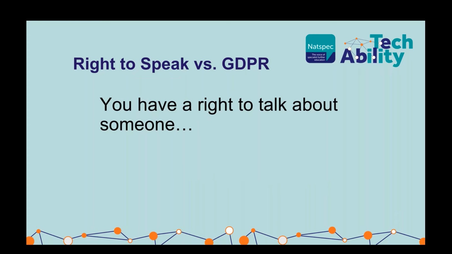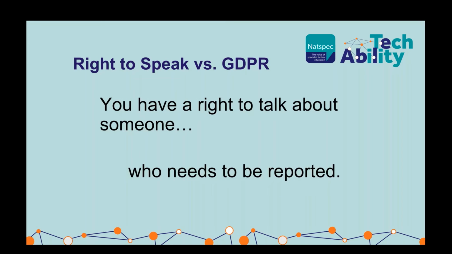And equally, you also have a right to talk about someone who might need to be reported. So this brings us into the area of safeguarding. And this is more thorny, I would say, but it's also more clear-cut. If someone is doing something nasty to me and I want to report them to someone, but the only way I have to refer to them is through my communication aid, and the only way I can recognize them is by their photograph, because I can't read names, then I should have a right to be able to talk about that person under safeguarding legislation.